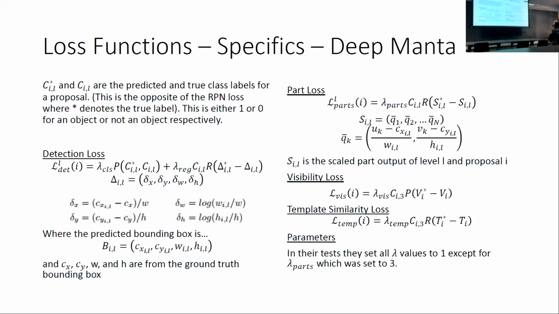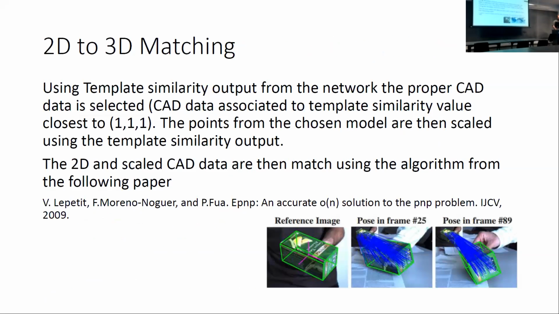And then for parameters, for all their hyperparameters they set it to 1 except for lambda parts, which they set to 3. Later on, there are some tables where they did some empirical tests and found that worked well. For 2D to 3D matching, they use an algorithm within this specific paper. I didn't want to cover it because it would have been another 4 or 5 slides of just matching.